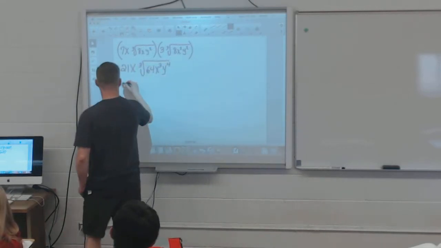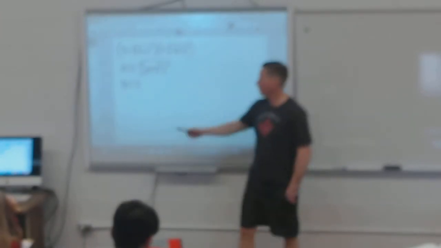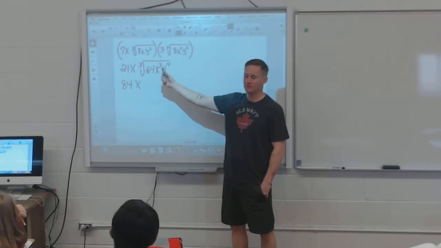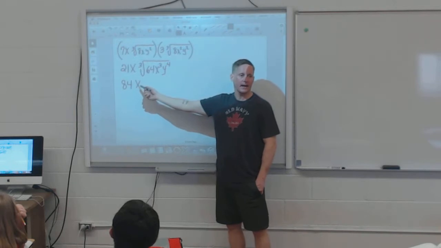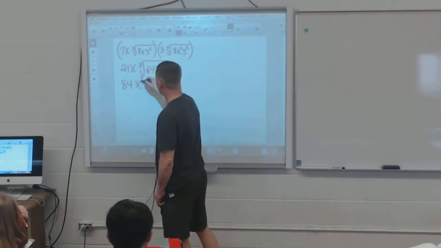So I get 84x so far. What is the cube root of x cubed? X. Agreed? So I'm going to have to times it by that x. So I go x times x, which gives me x squared.